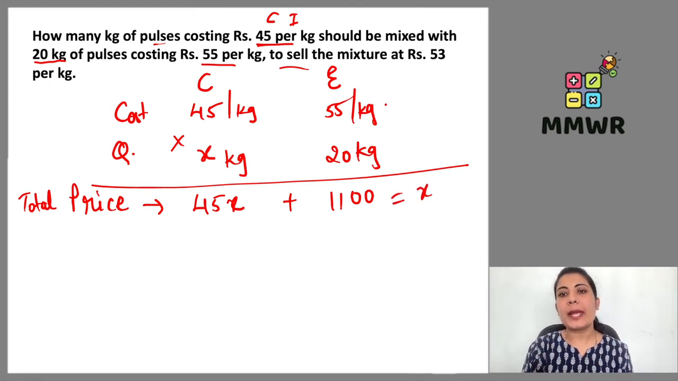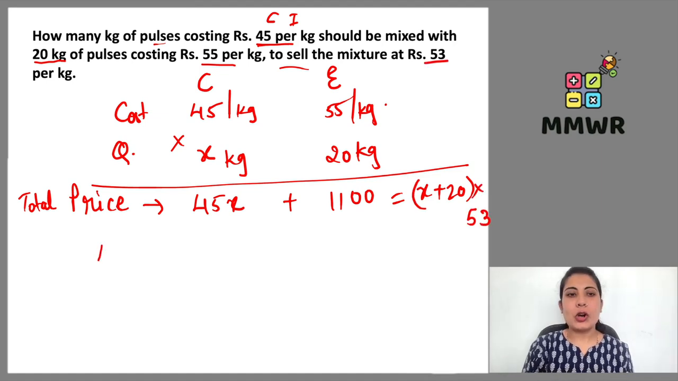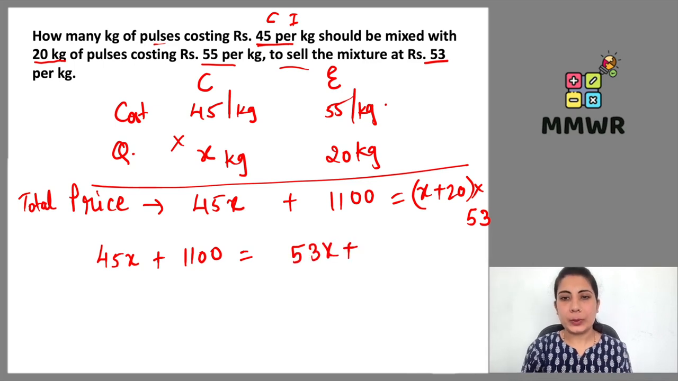So this will be equal to x plus 20 kg, but this we are going to sell at the price 53 per kg. So we got this equation: 45x plus 1100 is equal to 53x plus 53 multiplied by 20, which gives me 1060. When we simplify this equation, this gives me 8x on the left side, and on the right side 1100 minus 1060 gives me 40. So the value of x will be 5.